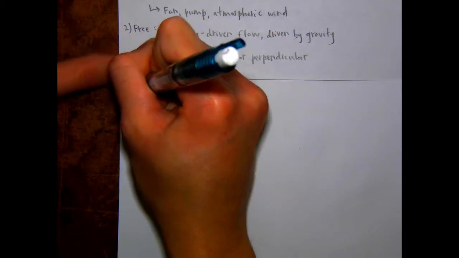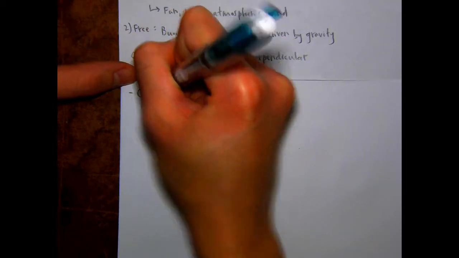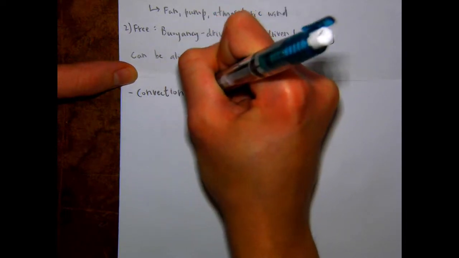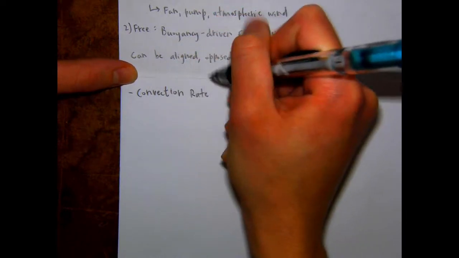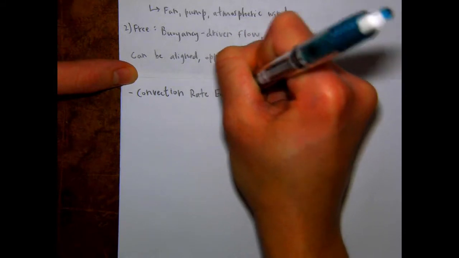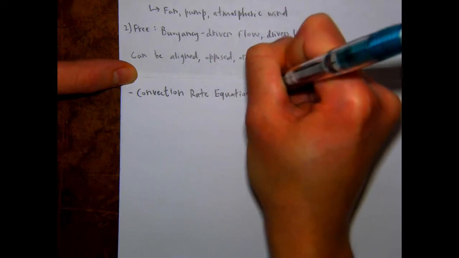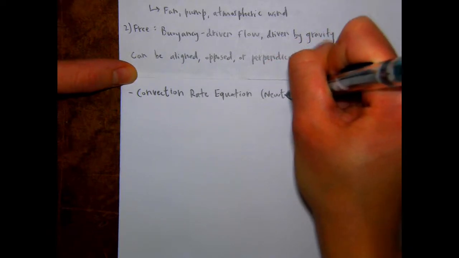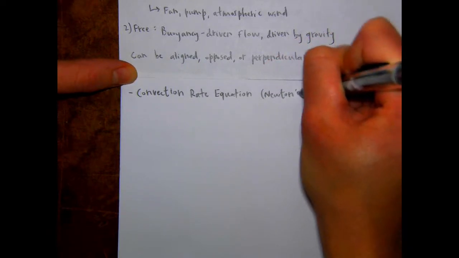So let's write down the convection rate equation, which we have kind of already seen when we were talking about our convection boundary condition. And this is called Newton's law of cooling, because everything is named after Newton and Fourier.